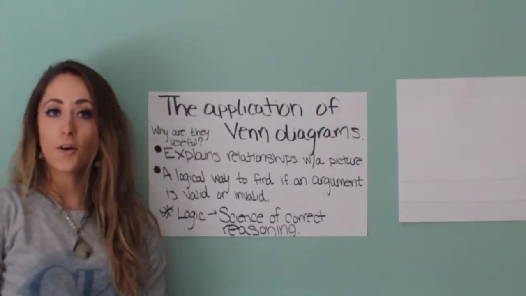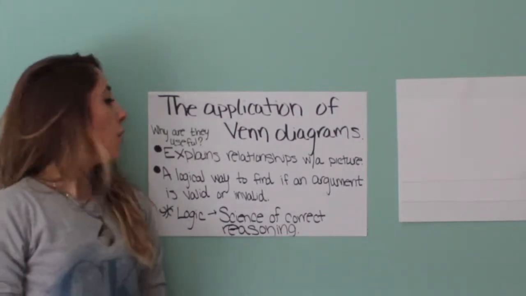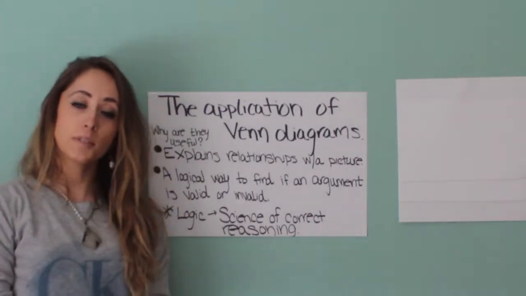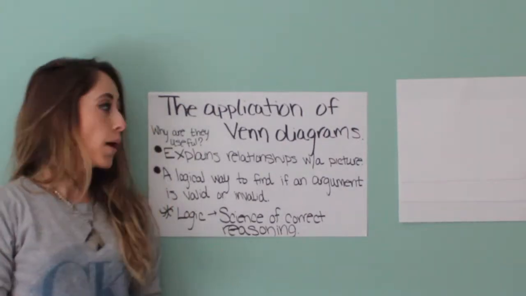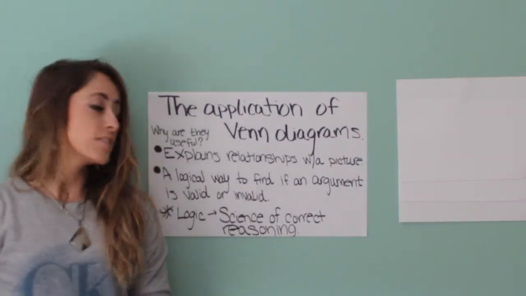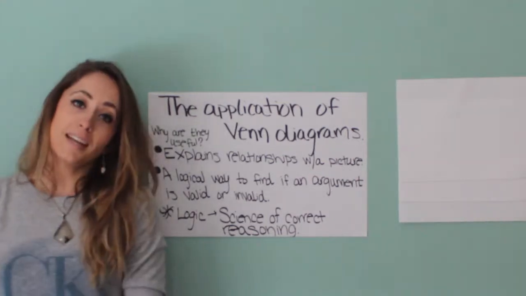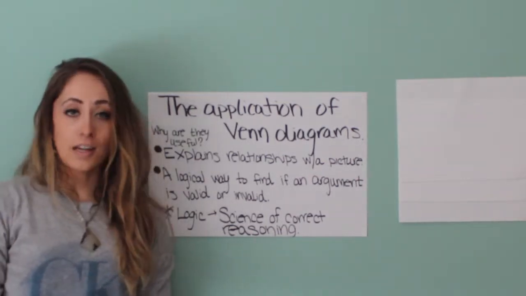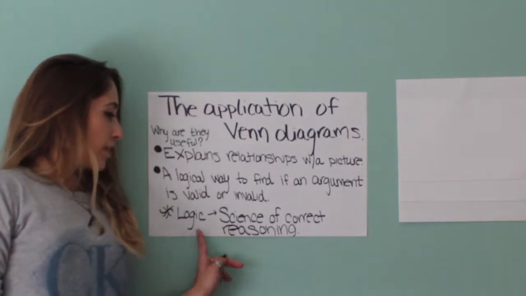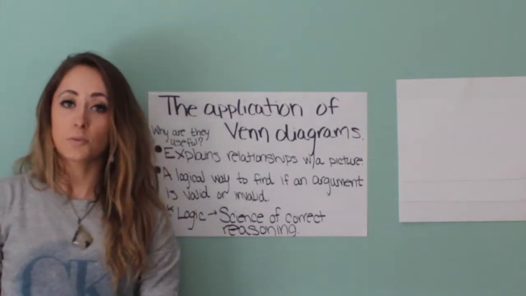So first we're going to look at why Venn diagrams are useful. Well, they're useful because they help explain relationships between data while providing an image. Also, they are a logical way to see if an argument is valid or invalid. And remember, logic is the science of correct reasoning.